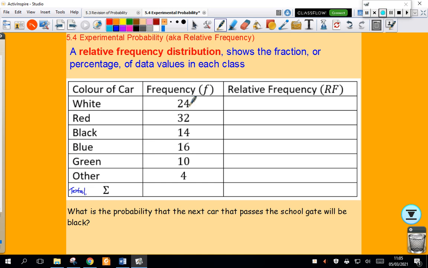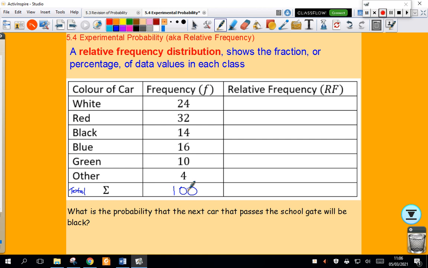So if I add up all my numbers, 24 and 32, that's 56, and 14 and 70, and 16 and 86, another 10 to 96, and then 4 to 100, a nice round number there. So I've got 100. I've taken a sample of 100 cars.